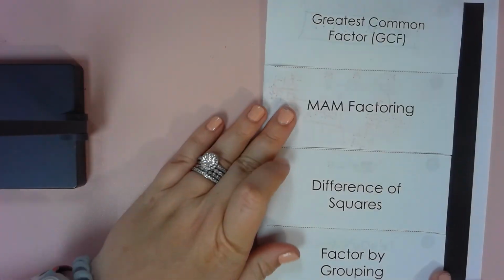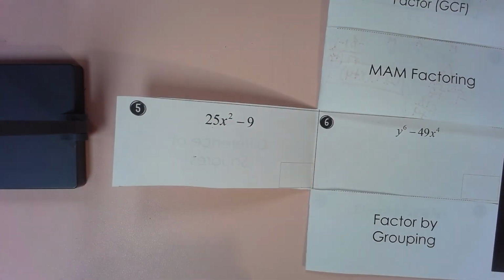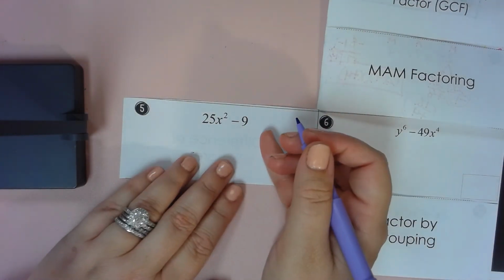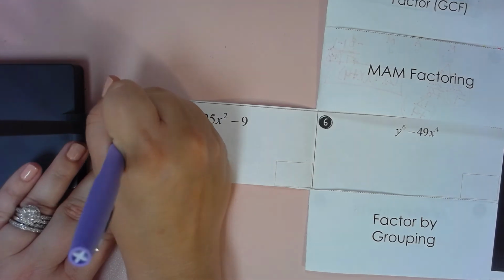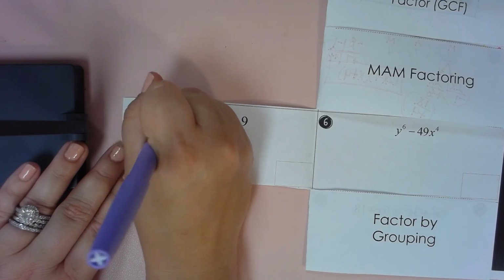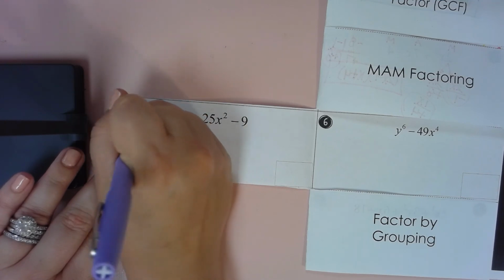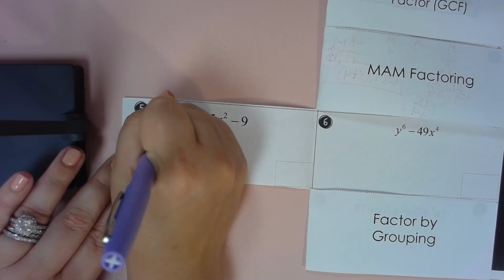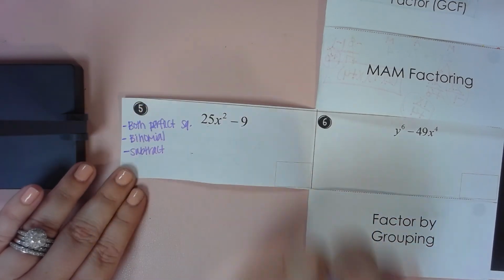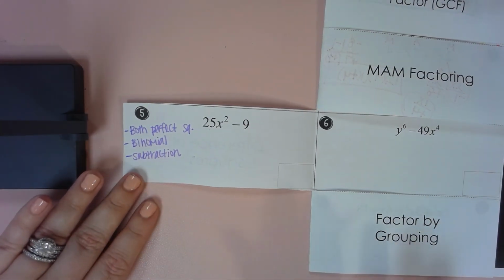The next type we're going to look at is difference of squares. These are the easiest in my opinion. First, you need to check for 3 things, and I'm going to write it over here. They both are perfect squares. It needs to be binomial, so 2 terms, and there needs to be subtraction in between them. So that's the criteria for our difference of squares.